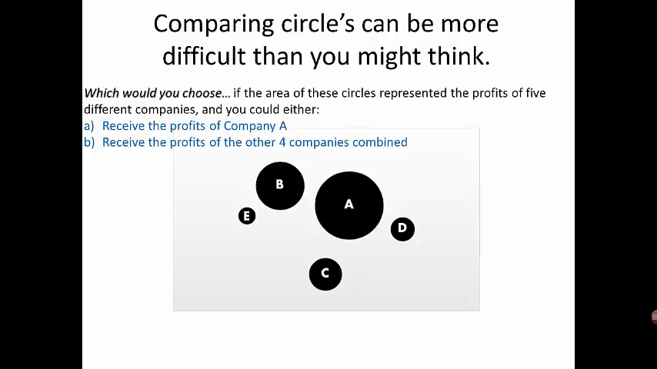Besides the fact that technically you have a 50-50 chance of randomly getting the right answer. I'll give it a couple more seconds. You can pause the video if you want. Answer, as it turns out, the area of circle A is in fact greater than the combined areas of circle B, C, D, and E altogether.